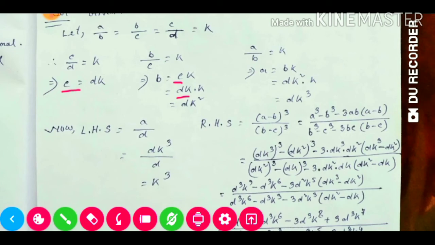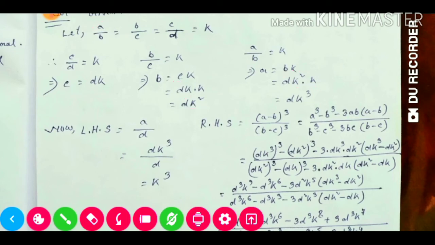Now our last part, a divided by b is equal to k. Cross multiplication, we are getting a value bk, and the b value we already got from here, dk square. So dk square into k. So d only one time, so d will remain the same, and k here 2 times and here 1 time, so it will be 3 times. So it will be k cube.